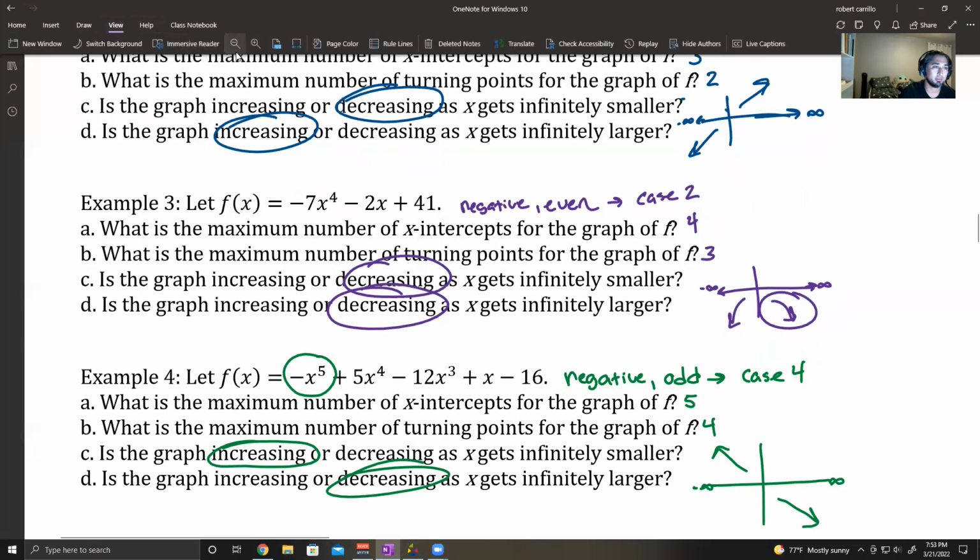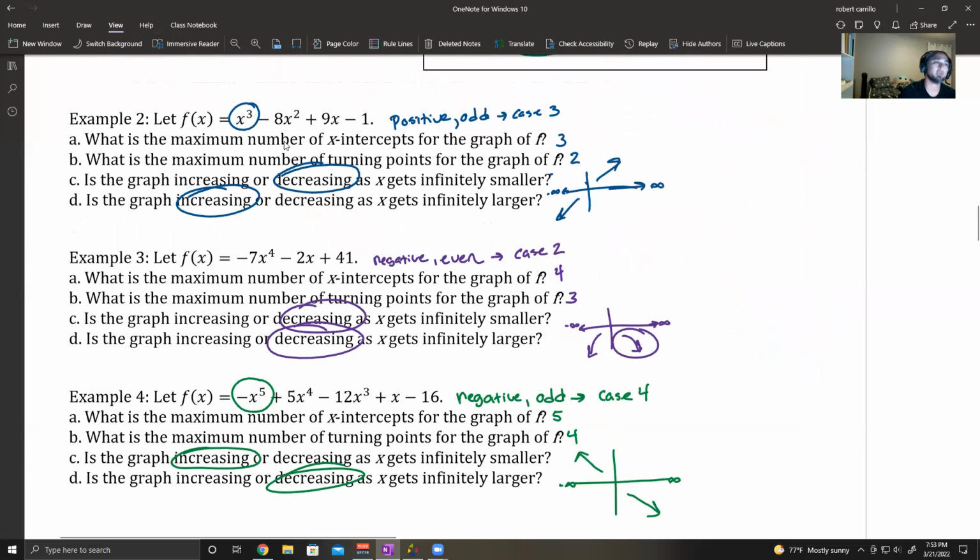Okay. Cool. Everybody good with those? All right. Not bad, right? So those are characteristics of a polynomial function. Your exponent, your power, your degree, whatever you want to call it, tells you how many times you'll cross the x-axis. And then it'll also tell you how many turning points you have.